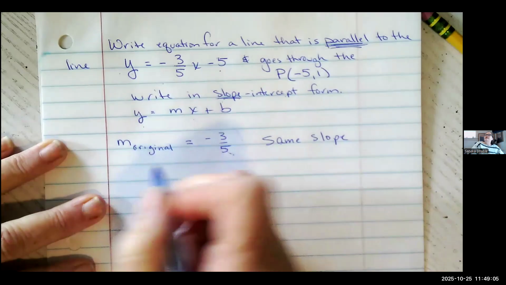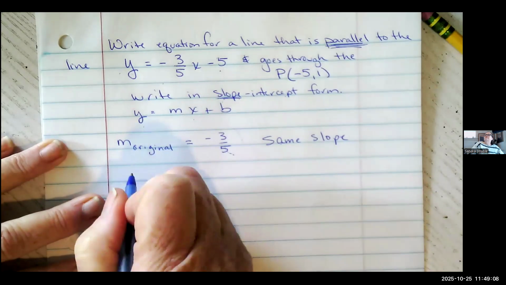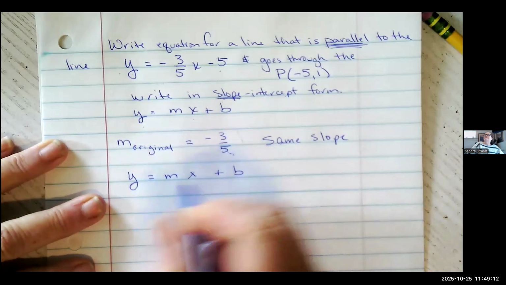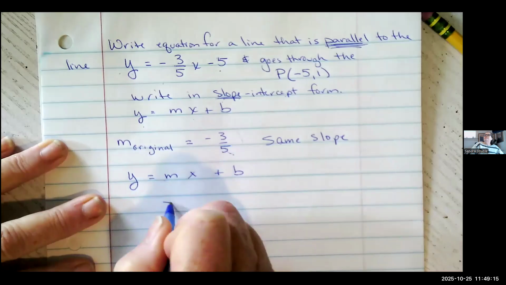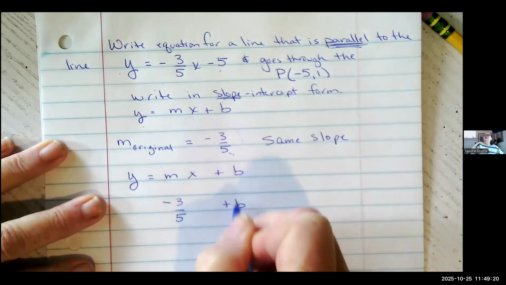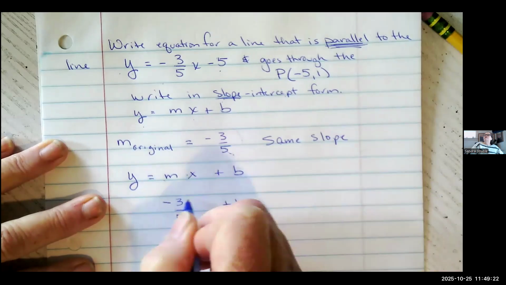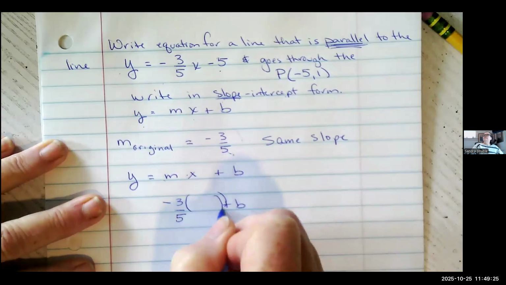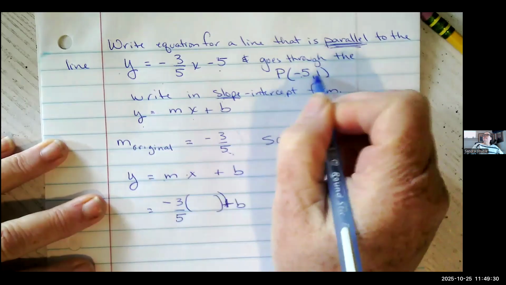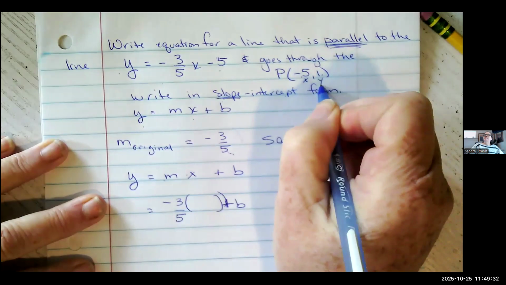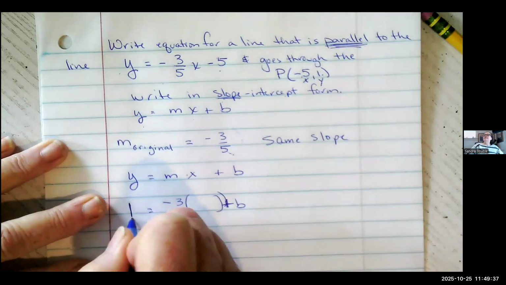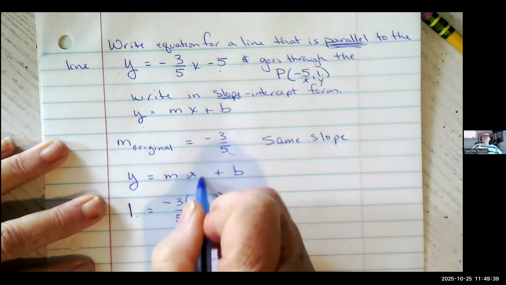So I'm going to go y equals mx plus b. And where my slope is, I'm going to put negative 3/5. I'm going to bring my b down. Now where the x and the y are, those places that are not filled in yet, this is the point right here. Here's your x, here's your y. So your y is 1. I just substituted 1 for y. And your x is negative 5. So where the x is, I'm plugging in negative 5.